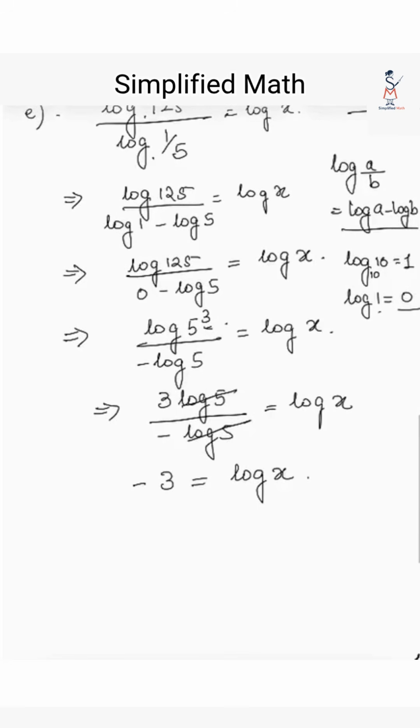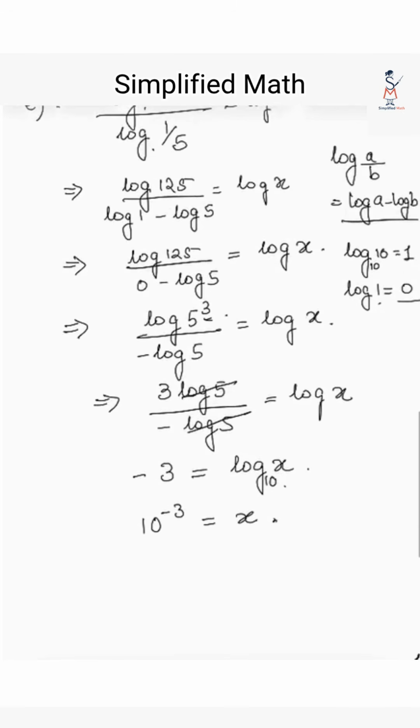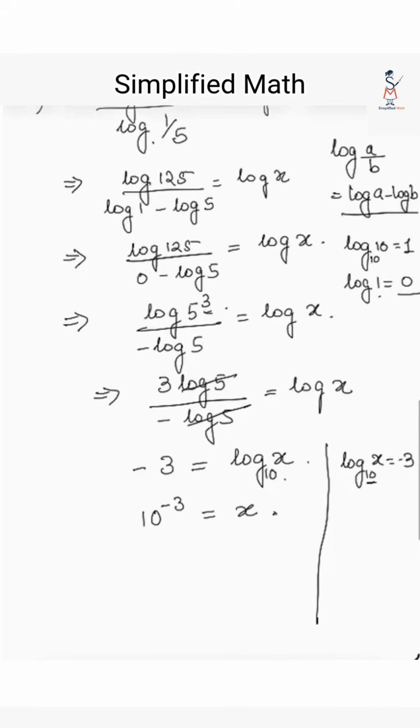Now what we will do, we will change this into exponent form. Right? If there is no base, it means it is 10. Fine. That means it will be 10 raised to the power minus 3 is equal to x. How did it happen? This is the case: the base remains the same, that is 10, and x is interchanged with minus 3. So x is equal to 10 raised to the power minus 3.